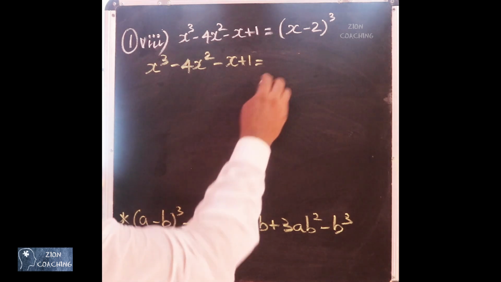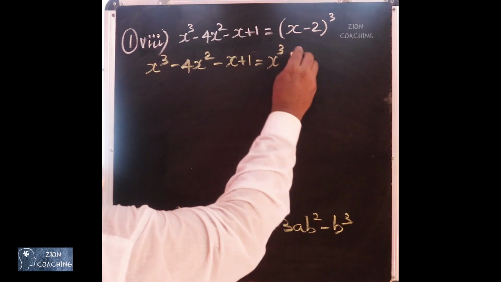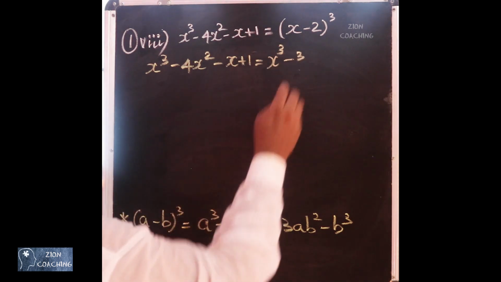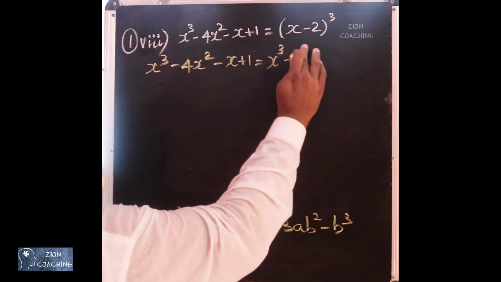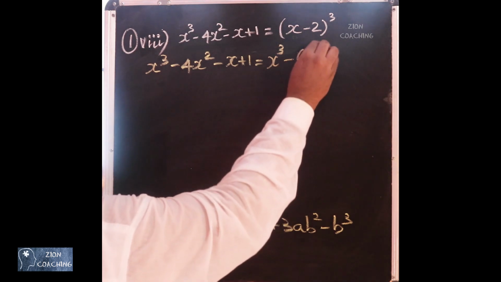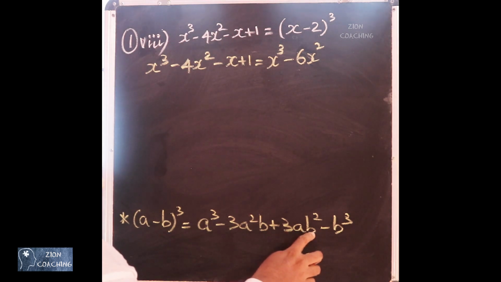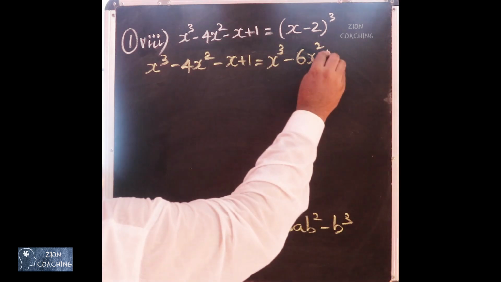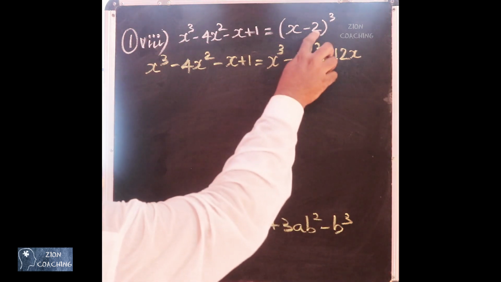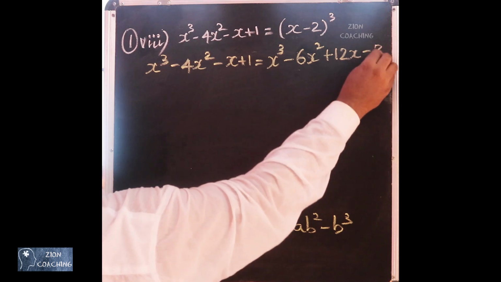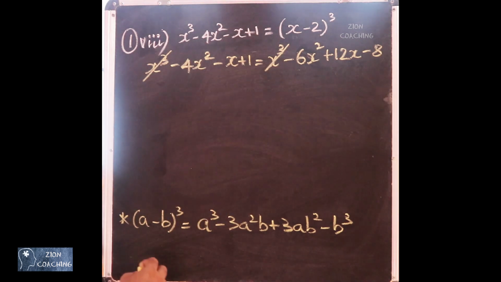So when you expand, you will get, in the place of a you are having x, so you will have x cube minus 3 into x squared into 2. So we will have 6x squared. Then the next term is going to be 3 into x into 2 squared, that is 3 into 4 is 12. We will have plus 12x. Then we will have minus b cube. B value here is 2, so it is going to be minus 8. Now we have x cube on both sides, which will get cancelled.